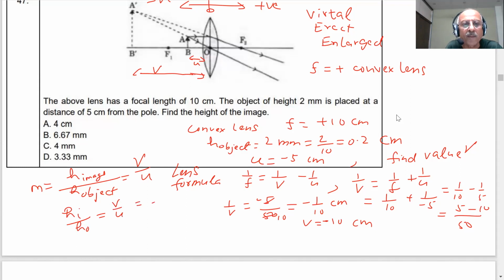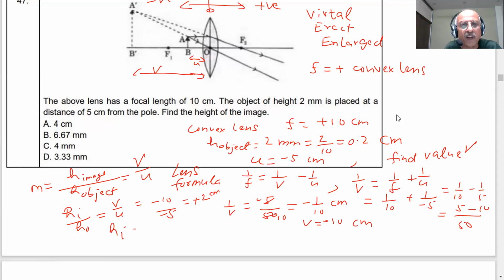What is V? Minus 10. And what is U? U is also minus 5. So what you get, student? You are getting plus 2 centimeter. Plus 2 centimeter, student. And what is the height of the object given? Height of the object is 0.2 centimeter.